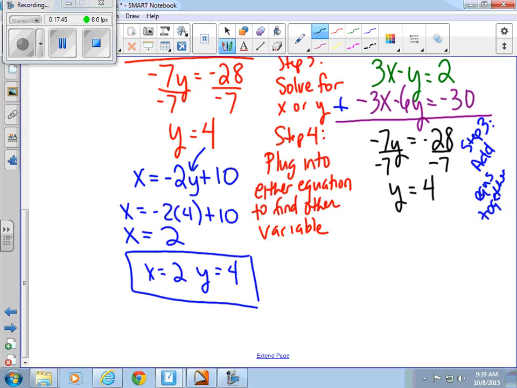So step 4 would be solve for y. Solve for x or y. And what do you think step 5 is? Plug it back into one of the other, either equation, and solve for the other variable. So step 5.